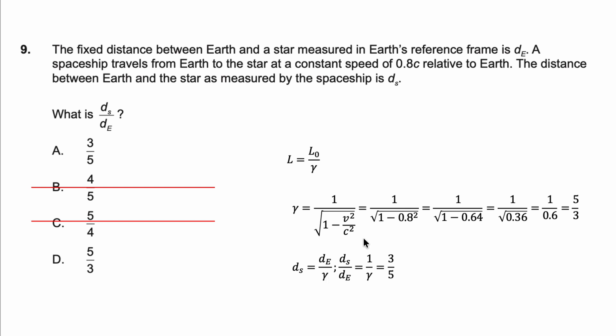In other words, we're going to find that ratio ds over dE. We'll just pull down the dE from the right-hand side, and it is equal to 1 over gamma, which is going to be 3 over 5, and therefore the answer here is A. In other words, the observers measure a shorter distance than the stationary observer.